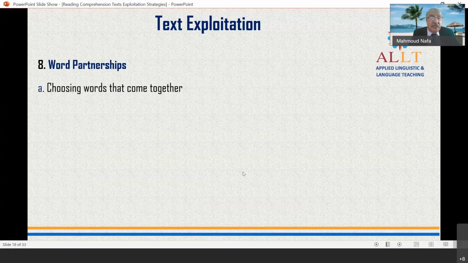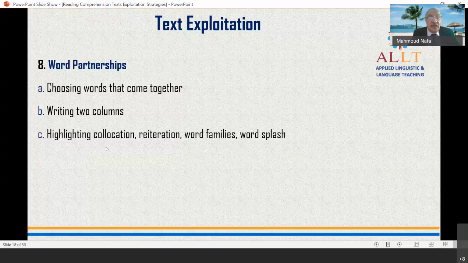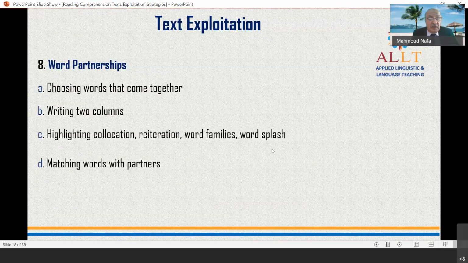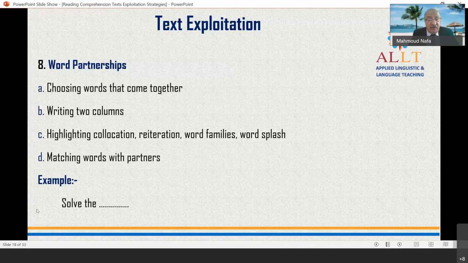Word partnership. Choose the words that come together. For example, writing 2 columns, ask students to highlight collocations, the words that go together, alliterations, the repetition of words, and word families. Word families are the words that are extracted from the same root. For example, teach, teaching, taught, etc. But word splash means the words that have semantic relation. For example, if I say doctor, what other words are related to doctor? Medicine, medication, bed, patient, etc. Matching the words with a partner. Example, solve the, so they have to find the partner for this one.